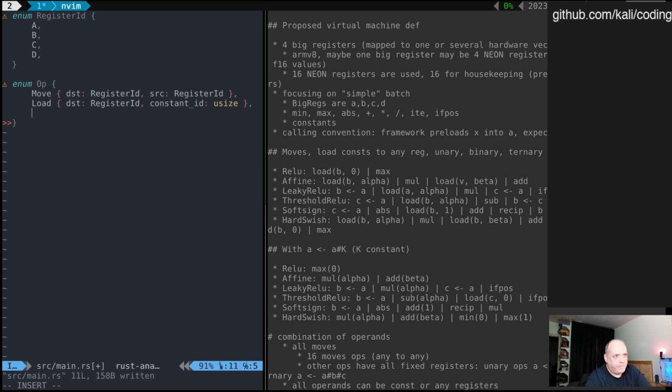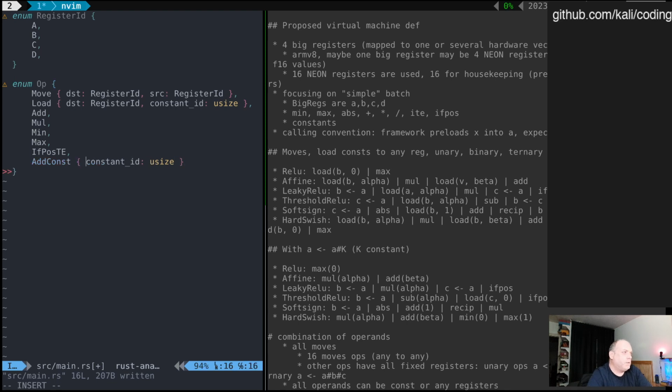binary ops. So binary add, binary mul, binary min, binary max. What else? We have if both, then else. And we have the binary with a constant. I'm gonna just call this add, mul, min, max and add const. So add const will take a constant ID, usize.